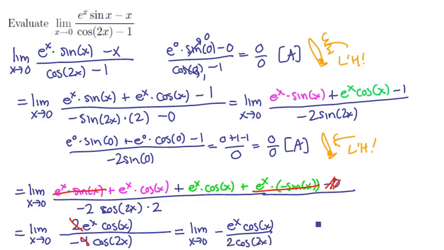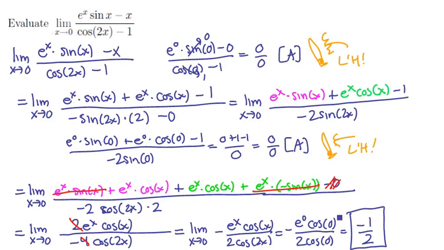If we try plugging in x equals 0, we get negative e^0 times cosine of 0 over 2 times the cosine of 0. That simplifies to negative 1 over 2, and since that's a real number, that's our limiting value, and we have the limit.